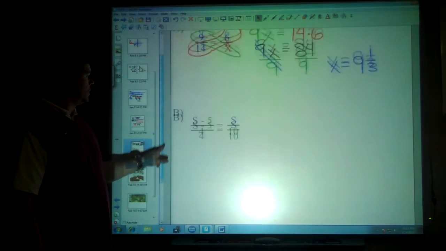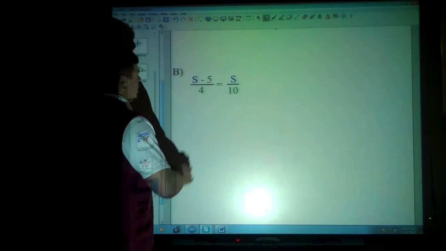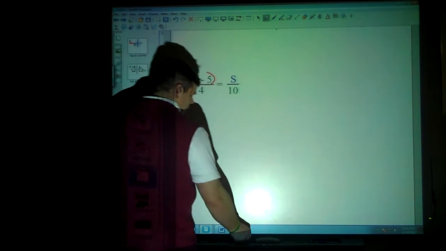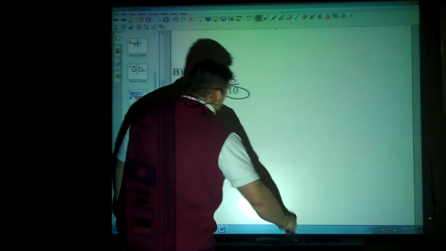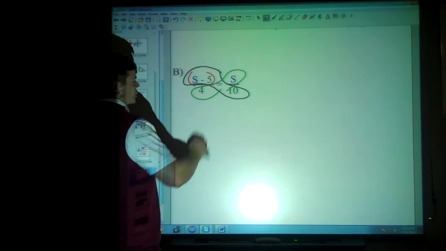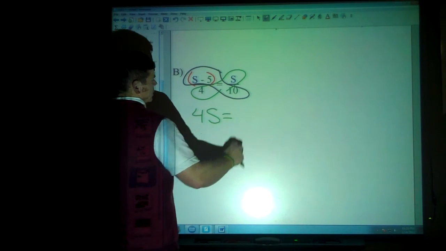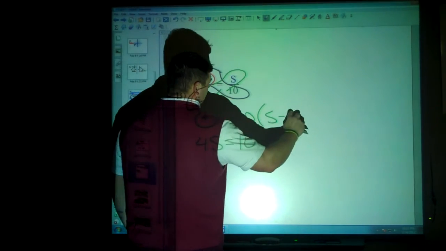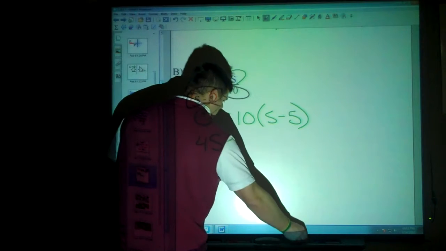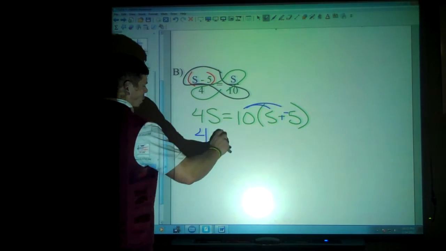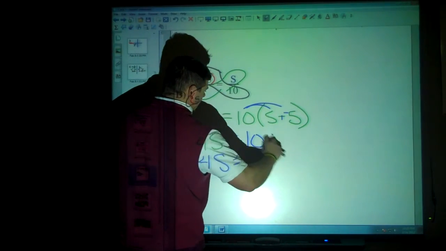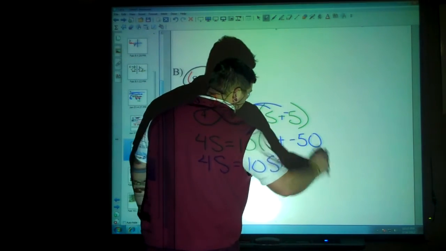Another example, this is a little trickier. You need to put parentheses around this. And you're still going to be dealing with the means and the extremes. So 4s is equal to 10 times (s minus 5). So I change that to plus the opposite and I would distribute. So now 4s is equal to 10s plus negative 50.